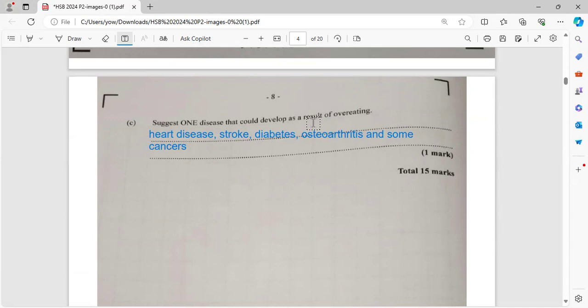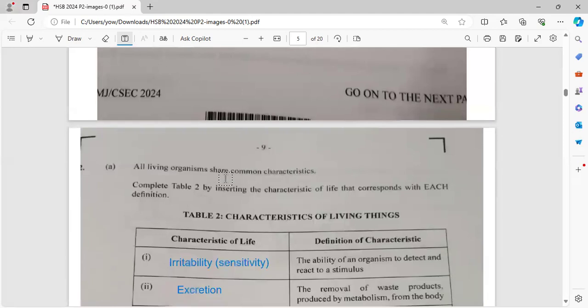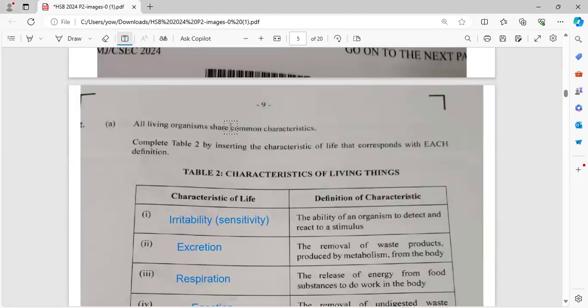Osteoarthritis can be one as well. So there are many diseases, just one of these would be fine. All right. All living organisms share common characteristics. Complete table 2 by inserting the characteristic of life that corresponds with each definition.